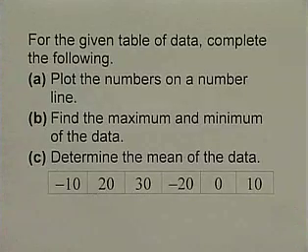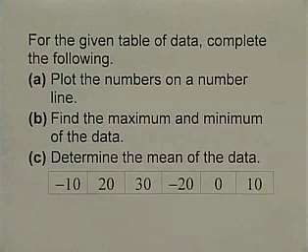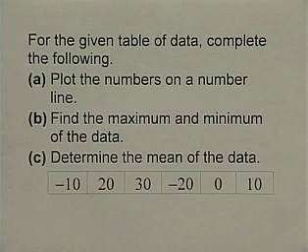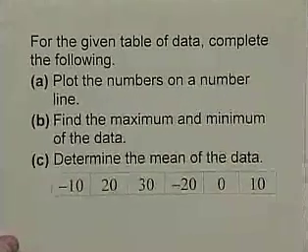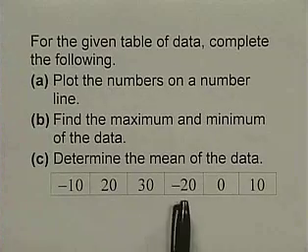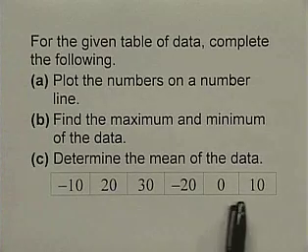For the given table, complete the following. A, plot the numbers on a number line, then B, find the maximum and the minimum values in the data, and then C, determine the mean of the data. Well, let's start by plotting the numbers on the number line. We have -10, 20, 30, -20, 0, and 10.